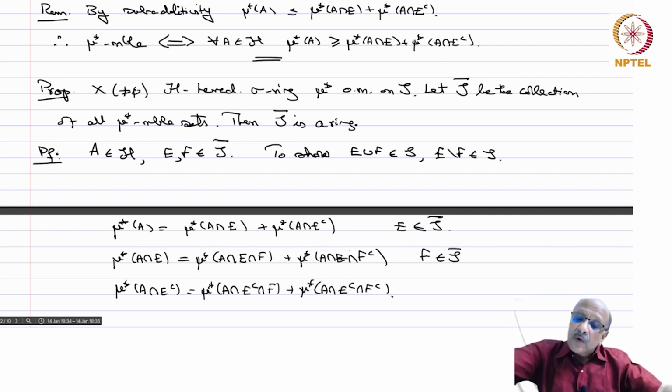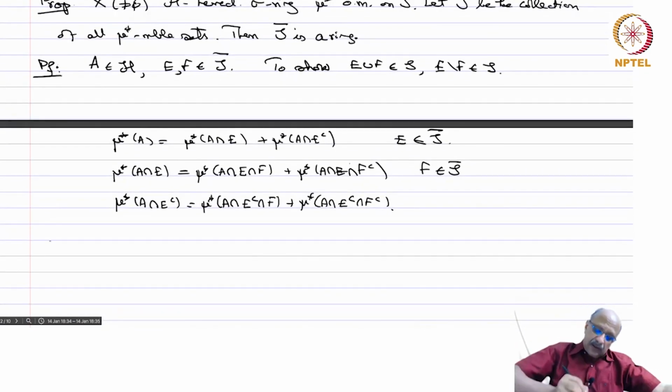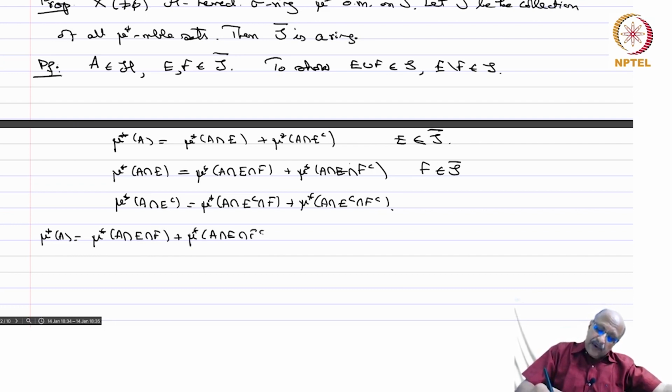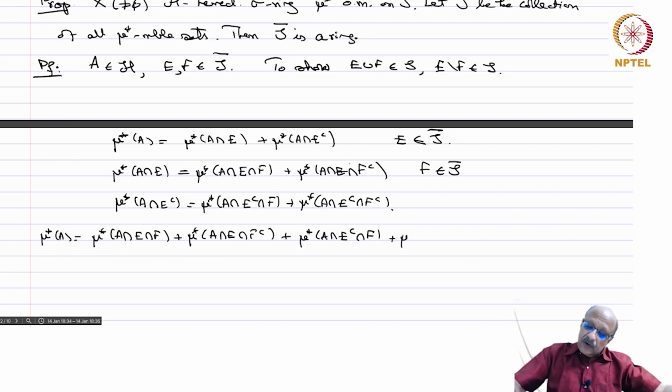So if you now substitute for these, you get mu star of A equals mu star of A intersection E intersection F plus mu star of A intersection E intersection F complement plus mu star of A intersection E complement intersection F plus mu star of A intersection E complement intersection F complement.